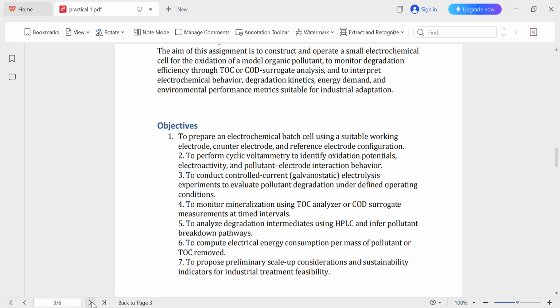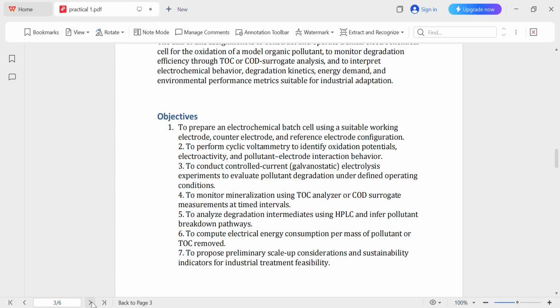To propose preliminary scale-up considerations and sustainability indicators for industrial treatment feasibility. Suggest how this method could be applied in real factories. Check if it is energy efficient and environmentally safe for large-scale use.